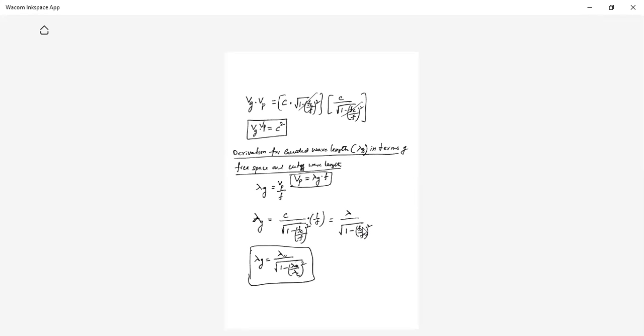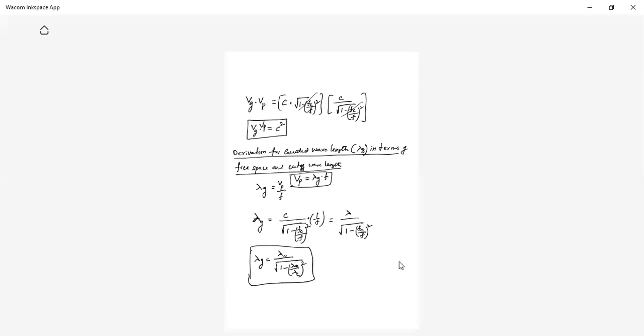Here F is equal to C by lambda, and here also C by lambda, so C gets cancelled. This you can write in reverse: Fc by F becomes lambda by lambda c. So this is the derivation for guided wavelength.